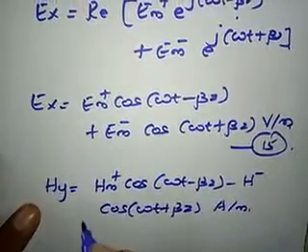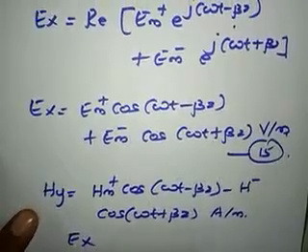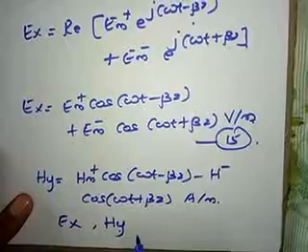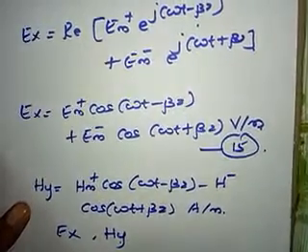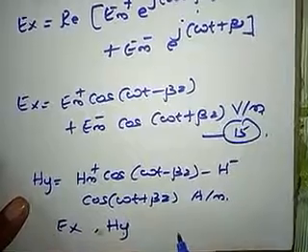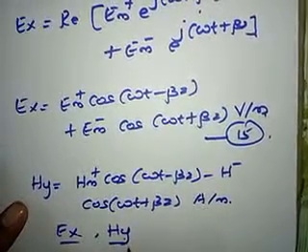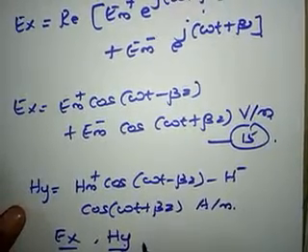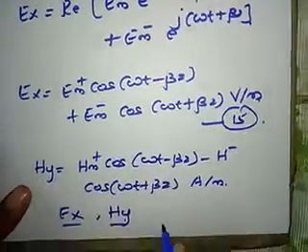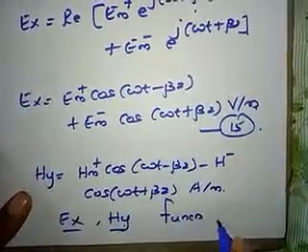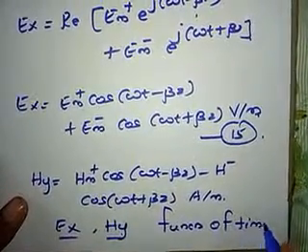Ex is in volt per meter, and Hy, the magnetic field intensity, is in ampere per meter. Students, Ex we have taken in the x direction and Hy in the y direction, so they are mutually perpendicular to each other, and the direction of propagation will be in the z direction, according to the right hand thumb rule. So these two, Ex and Hy, are the transverse electromagnetic waves, right? Thus E bar and H bar are functions of time. That is our final conclusion.